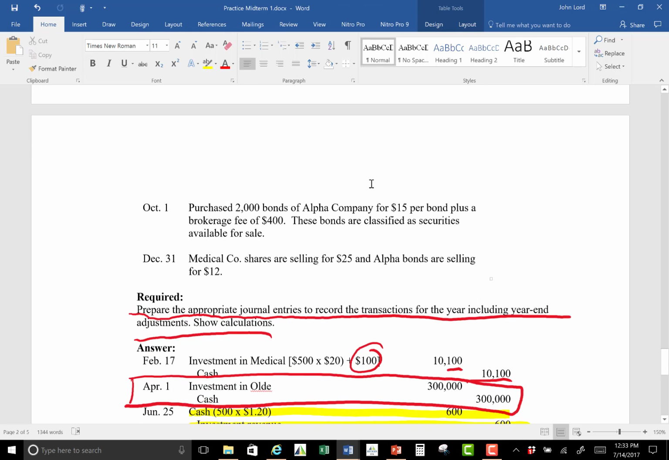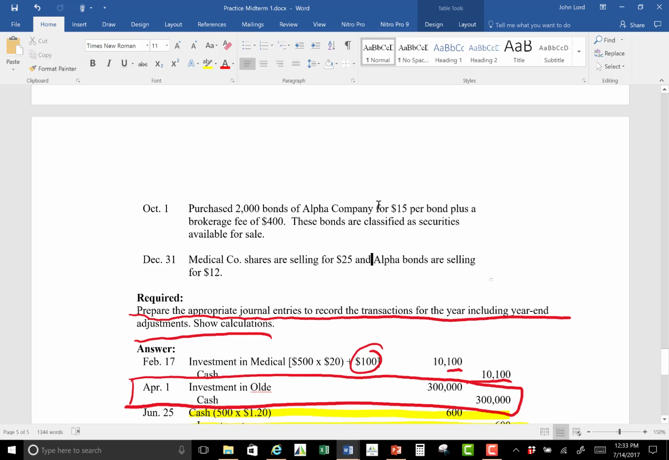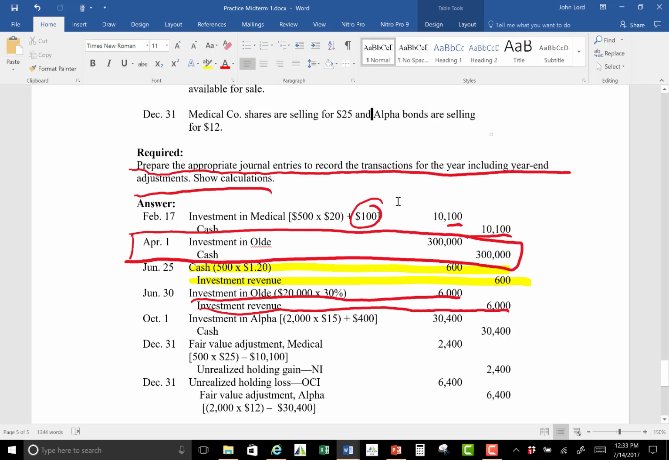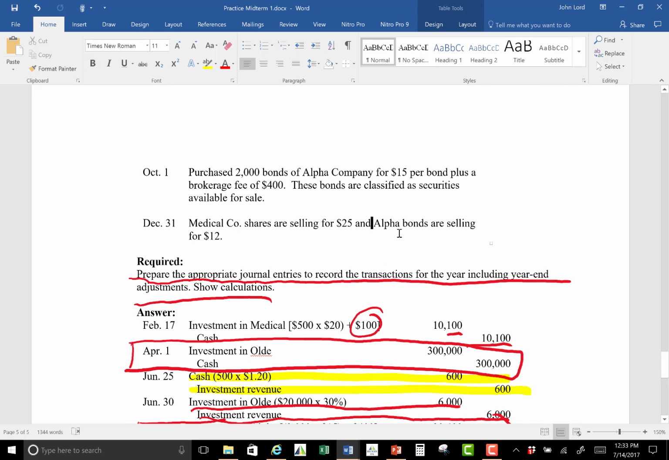Okay. Then they purchase 2,000 bonds of Alpha Company for $15 per bond plus the fees. That's 30,400. Okay, so now we come to December 31st and they tell us the shares are selling for 25 for medical, and for Alpha, which is the one we just bought up here. Okay, and we're saying they're available for sale. We're using the fair value through net income method for those two, aren't we? So they give us the trading amount for those two.